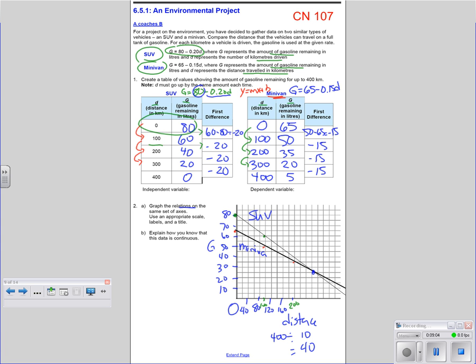Okay, continuous. How did we know that the data was continuous? Well, I could travel a distance of 53.2 kilometers and have a certain amount of gas remaining. Fractional values are allowed. The independent variable here is the one I label on the x-axis, so it's distance, and the dependent value is the amount of gas that remains.